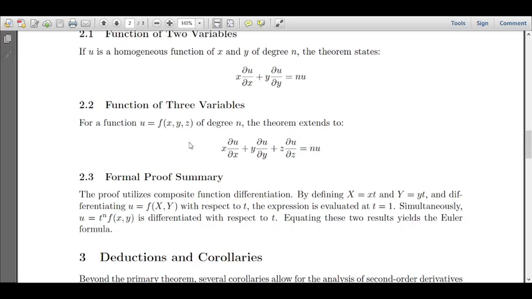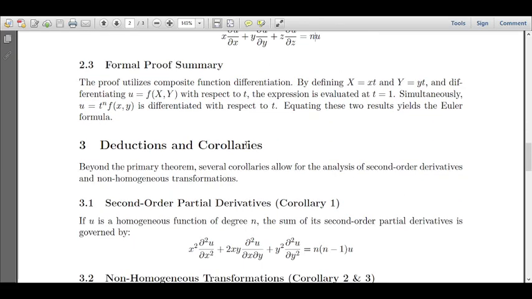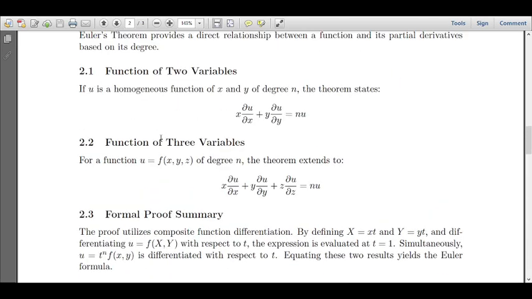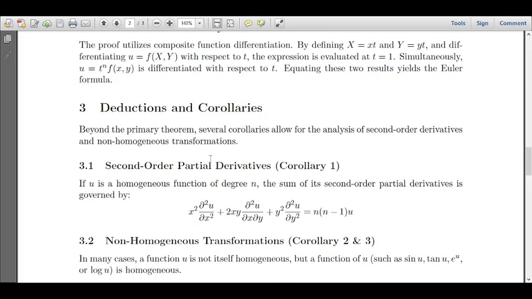Now extend this to 3 variables. If u equal to f of x y z is a homogeneous function of degree n, then x dou u by dou x plus y dou u by dou y plus z dou u by dou z equal to nu. Same here, n is the degree of the homogeneous function. Now, this is all for first order partial derivatives, right? So extend this to second order partial derivatives.